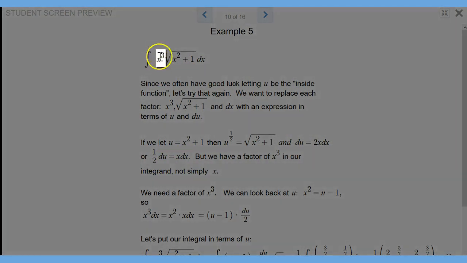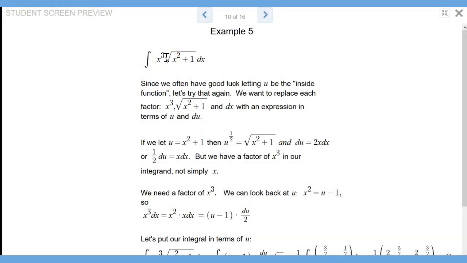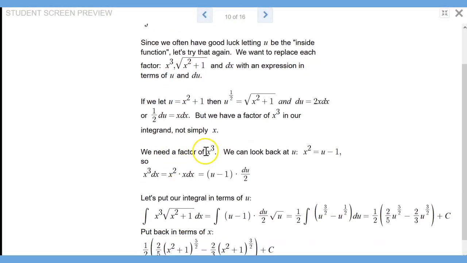But I have x cubed dx here. I don't have x dx only. So I need to do a little more work. So we have that factor of x cubed. So again, look back at what you said was u. So if we solve this for x, we get x squared equals u minus 1. And that works out because I have this factor of x here from my expression for du.